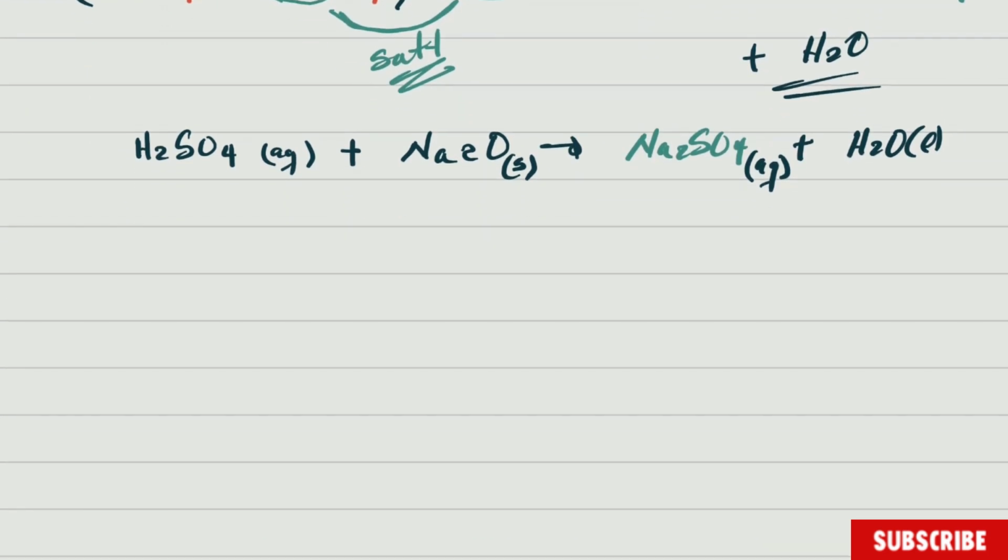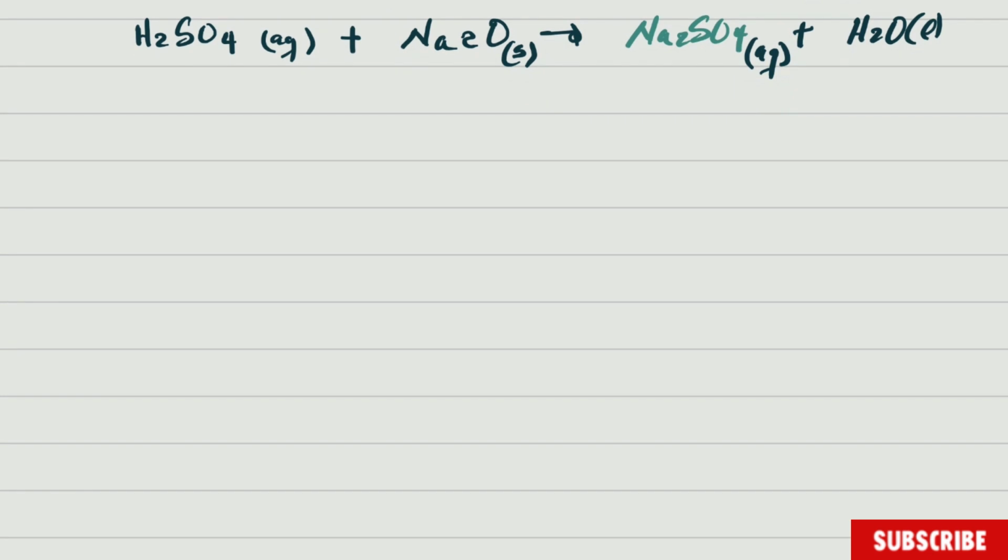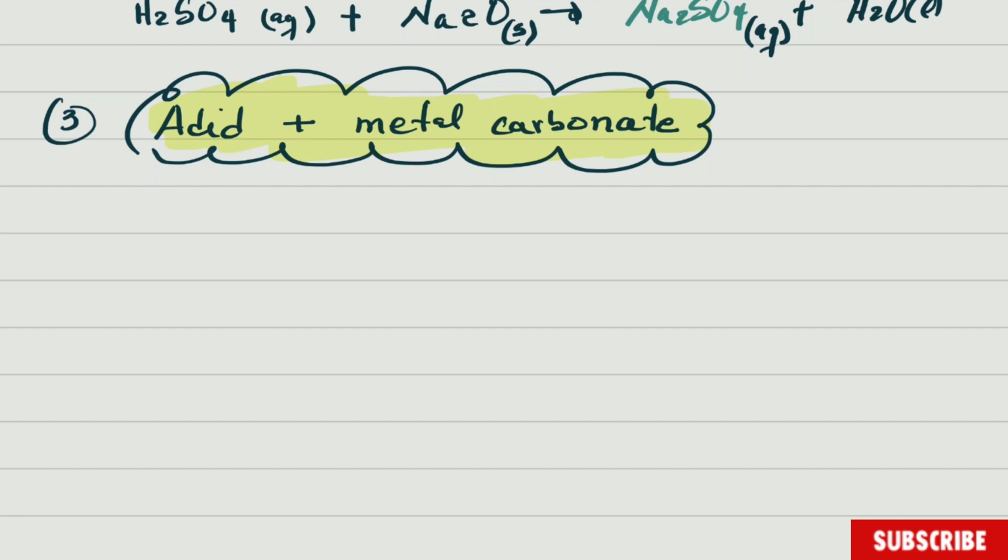Now, the next one we're going to be looking at is the reaction between an acid and a metal carbonate. So, for example, let's look at the reaction of nitric acid plus any metal carbonate, for example, calcium carbonate. I'm trying to look for ones that I didn't use.